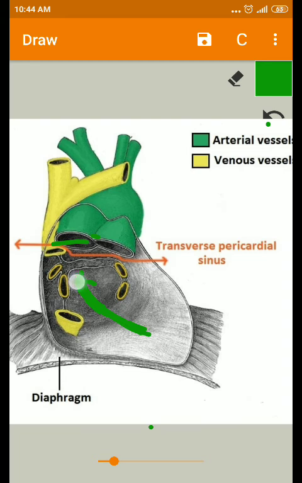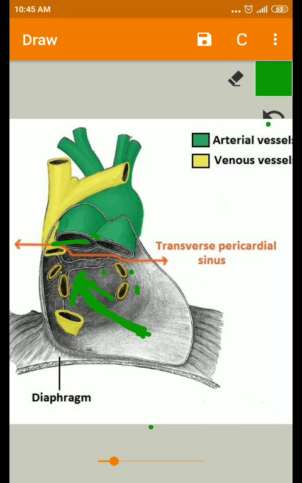This sinus is anteriorly bounded by the left atrium and posteriorly by the parietal pericardium. On the right and left sides, it is bounded by the reflections of the pericardium, that is, around the pulmonary veins, and it opens below into the rest of the pericardial cavity.